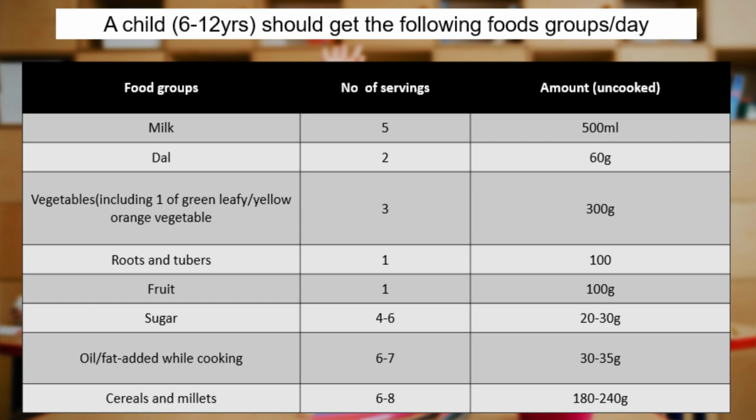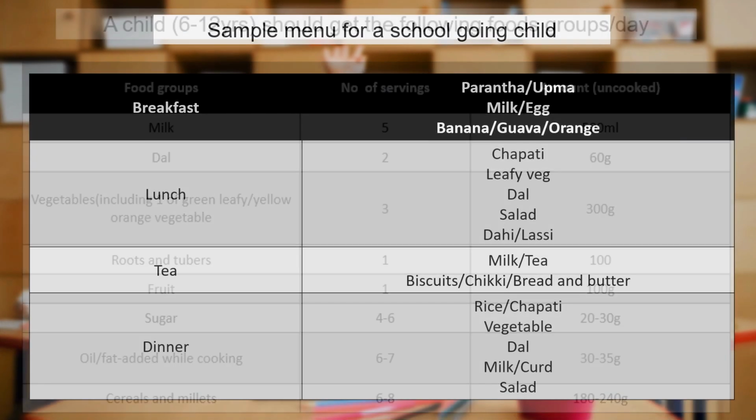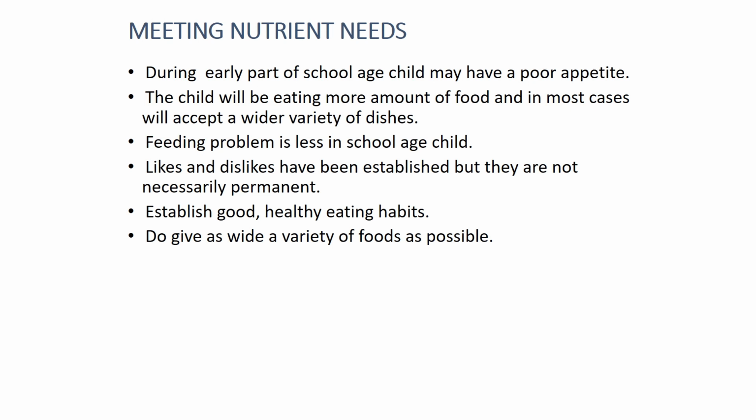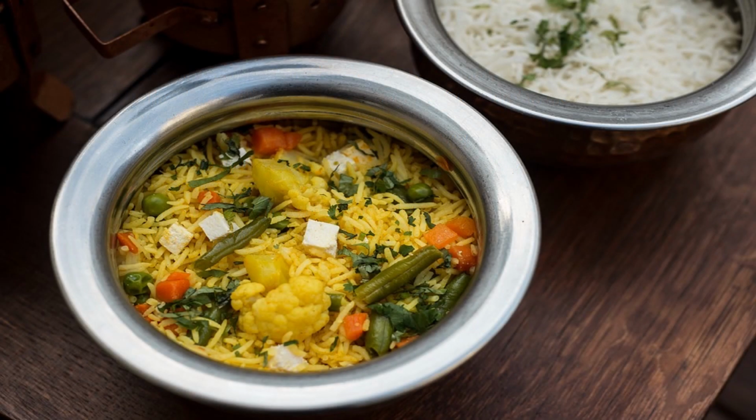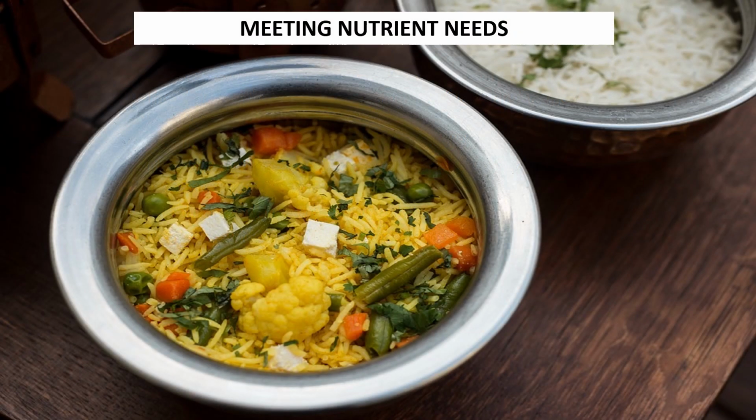Sugar can be 4 to 6 servings, which means 20 to 30 grams. Oil, fat can be added and should be added to the food while cooking, which comprises 6 to 7 servings, which means 30 to 35 grams. And lastly, cereals and millets should comprise the maximum, that is 6 to 8 servings, which is approximately 180 to 240 grams per day. It is very essential to meet the nutrient needs of a school going child.